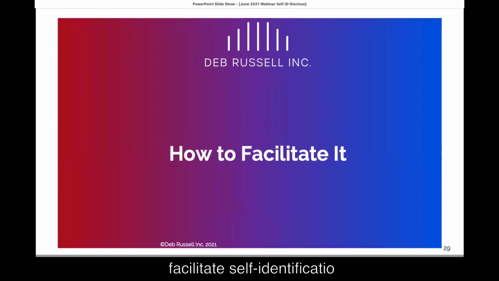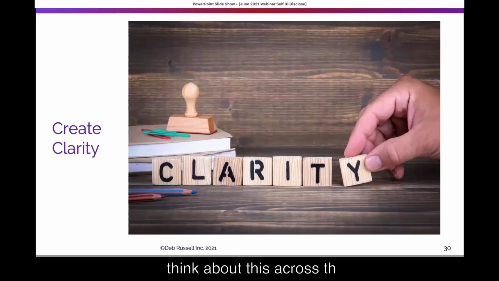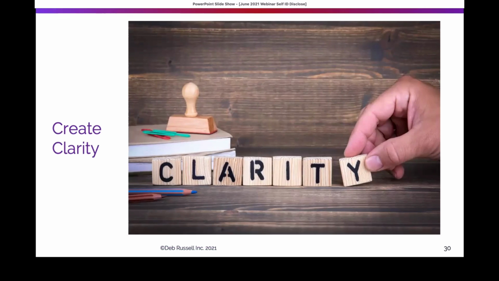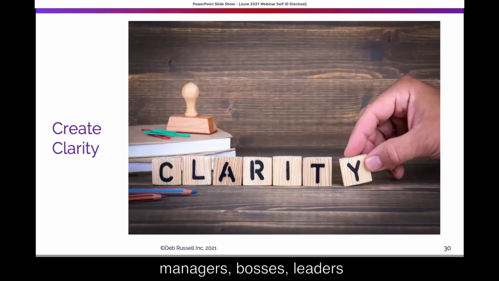Let's talk about how to facilitate self-identification and disability disclosure. And I think about this across the perspectives of employees, colleagues, and managers, bosses, leaders, people like that, who may not be directly dealing with the person with a disability, but in aggregate are thinking about their employees with disabilities. So the first thing to do is to create clarity. I think it's so important that we explain and over-explain why we're doing this. Why are we asking this question? Why do we as a business care about whether or not an employee or applicant has a disability?